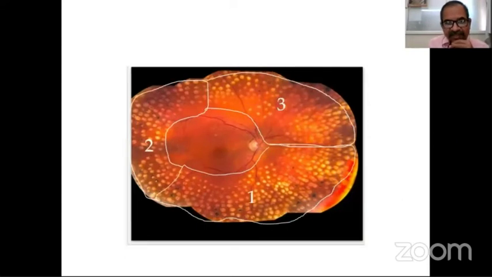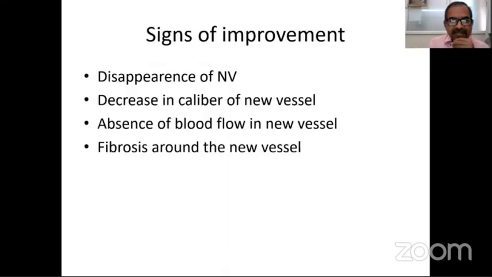Here, this is how the fundus has been divided into first, second and third sitting. Normally, if the patient is from a far place, or if the compliance is poor, we finish off the laser in 2 sittings. We won't wait for 3 sittings. So what are the signs of improvement? The main signs of improvement after 2 or 3 months are disappearance of neovascularization, decrease in the caliber of new vessels, absence of blood flow in the new vessels, and fibrosis around the new vessels.